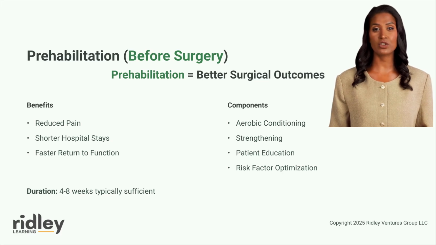Prehabilitation program components for stenosis surgical candidates should include aerobic conditioning using modalities tolerable given stenosis symptoms, such as cycling or aquatic exercise. Strengthening exercises targeting the trunk and lower extremity muscles that support postoperative mobility. Education regarding postoperative expectations, activity guidelines, and rehabilitation protocols. And optimization of modifiable health factors including smoking cessation, glycemic control, and nutritional status. Programs of 4 to 8 weeks duration appear sufficient to produce meaningful physiological adaptation while remaining practical within typical surgical scheduling timelines.